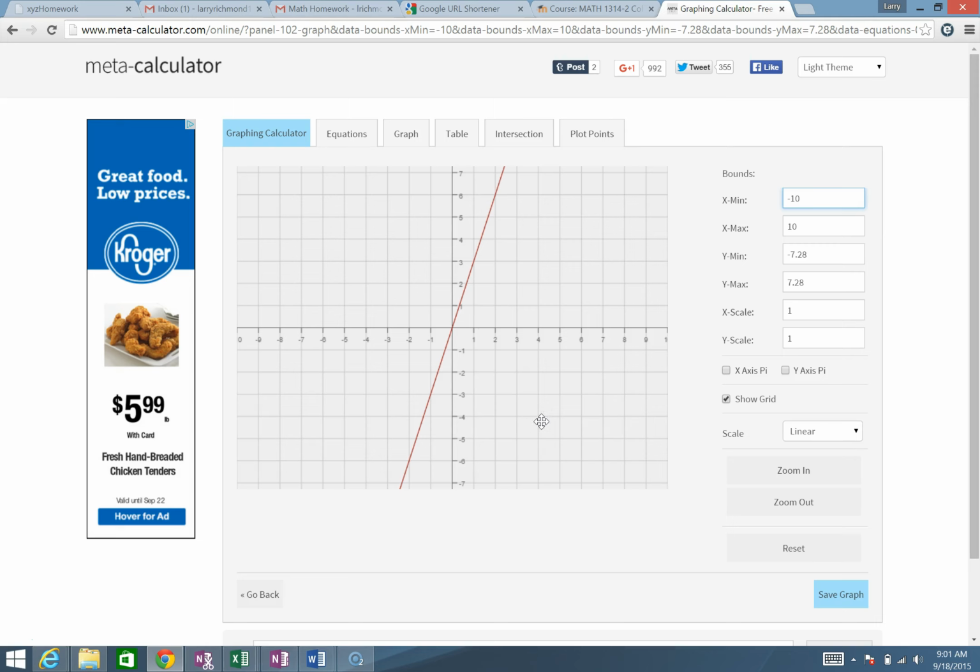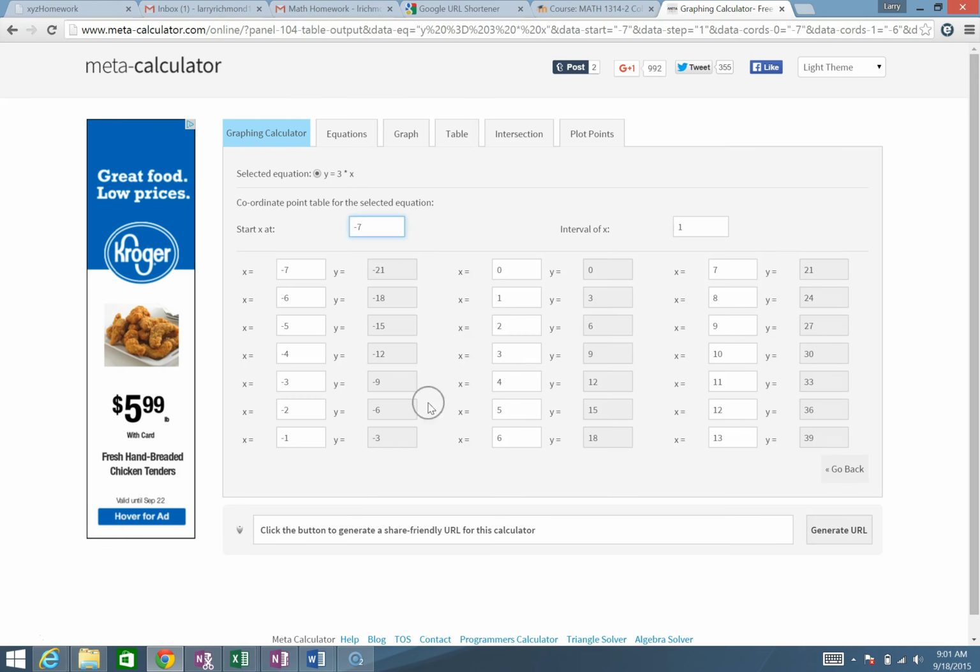And you can see the points of interest. Here we see 0, 0. That was a point that we graphed. And here we see 1, 3. Okay. Another thing this will allow us to do is to look at the table. And here it gives us a table of x and y values. Here we see when x is 0, y is 0. When x is 1, y is 3. So metacalculator.com will be very helpful for you on 3.1. Okay, back to our notes.